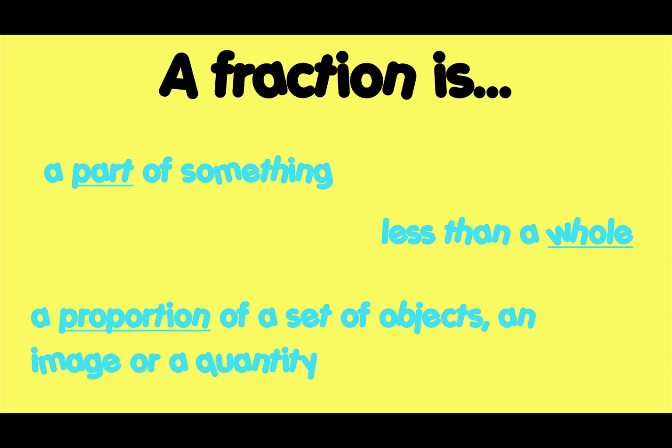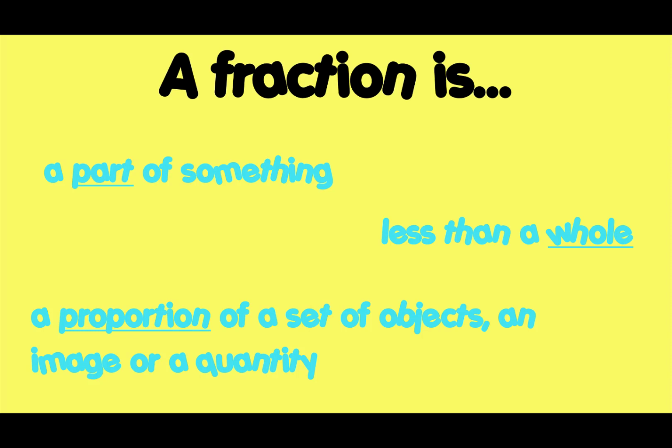So if we look at the final statement, which says a proportion, that means the same thing. It means a piece of, a part of. Now, a fraction could be a fraction of a set of objects. It could be a fraction of a packet of balloons, a fraction of some tennis balls. It could be a fraction of a pizza, or it could be a picture. So you could have a picture and you have to shade in a fraction of that image, or a quantity. A quantity is usually a number, so it might be money or it might just be a number.